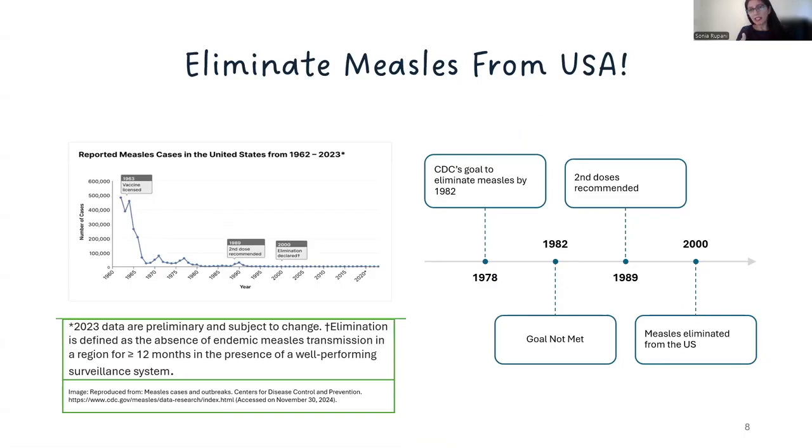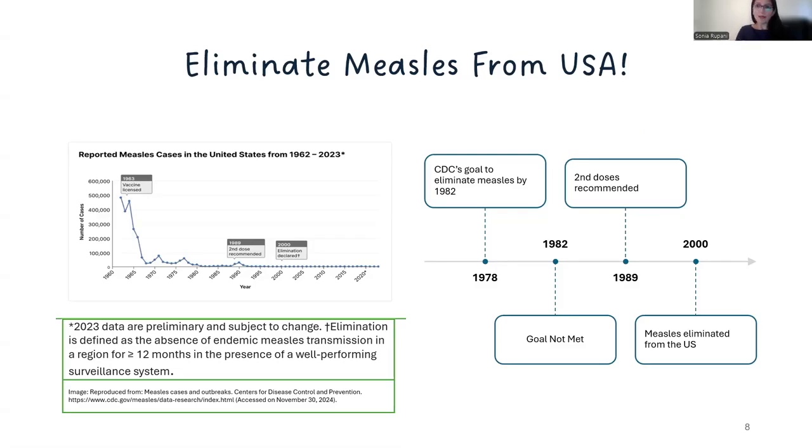Then in 1982, we had not met that goal. However, there were 80% fewer cases of measles in the United States. Later, in 1989, there was a huge outbreak again, where it was seen in school-age children, and these children were vaccinated. They had received their measles vaccine.